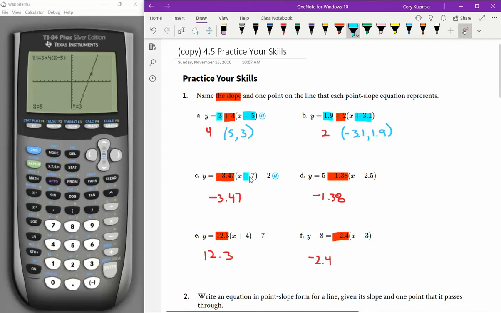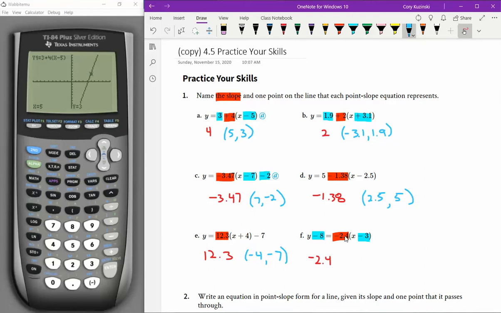So we want the opposite of this because we're subtracting it, and then this exactly. So 7, negative 2. This one is 2.5, the opposite of negative 2.5, and 5. This one is negative 4, negative 7. And this one, see, now that's y minus negative 8. So in this case, it is going to be the opposite of this and the opposite of this, because it's really subtraction all the time.